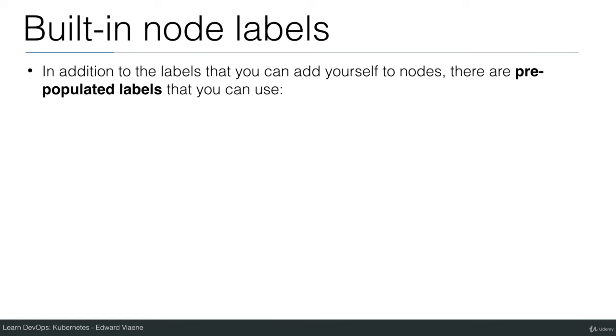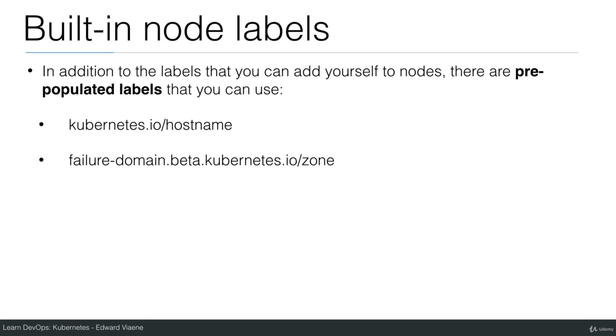In addition to the labels that you can add yourself to the nodes, there are pre-populated labels that you can use as well. For example, if you want to know the host name, you can use the label with the key kubernetes.io/hostname. So this will reply the host name, and you can use that in your affinity rules. You also have the zone, and this can actually change once this becomes stable. So you would have to double check your node labels to see what labels you have. I will also show you that in the demo.